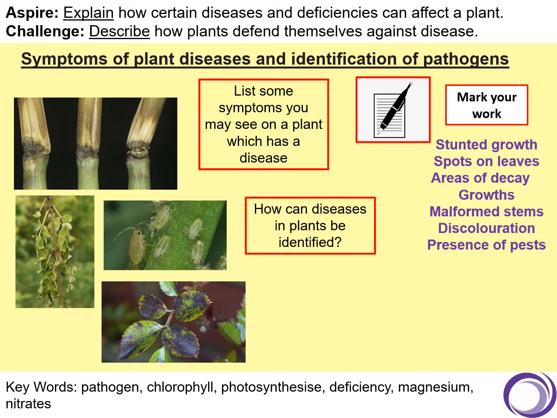Okay, so now we need to talk about how can diseases in plants be identified. So if you've got a plant in your garden that you can see is diseased, how would you find out what pathogen is causing it or what insect is causing it? So I would like you to write down some ideas of what you would do to try and identify this. So I'm going to give you a minute to write down your ideas. Off you go.